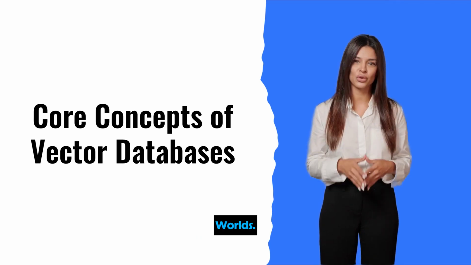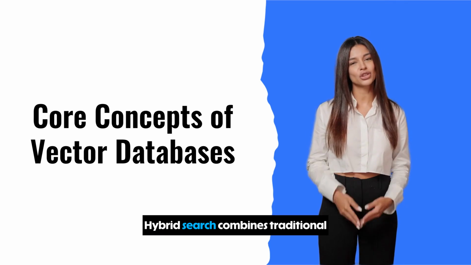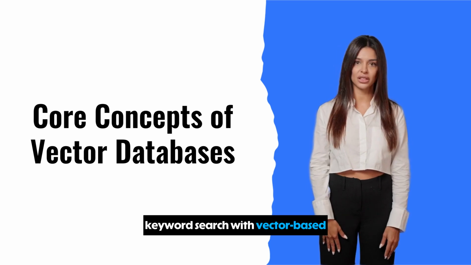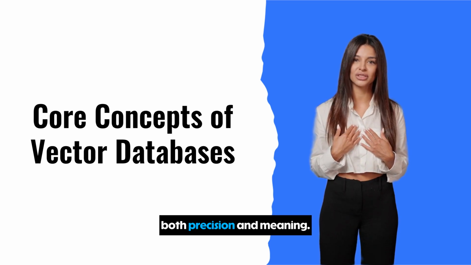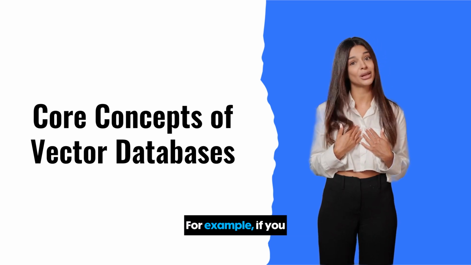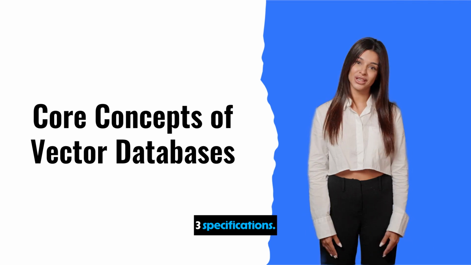The best of both worlds. Hybrid search combines traditional keyword search with vector-based semantic search. Why? Because sometimes we need both precision and meaning. For example, if you search for Tesla Model 3 specifications.